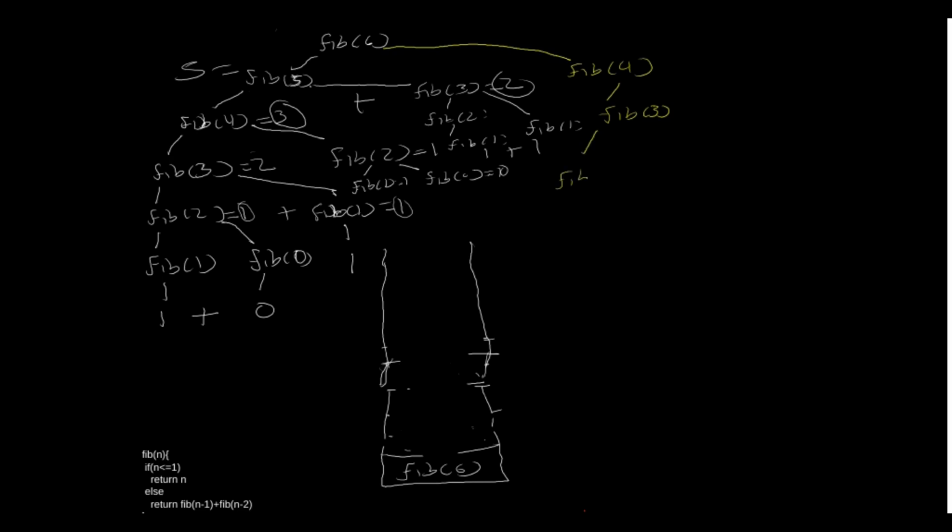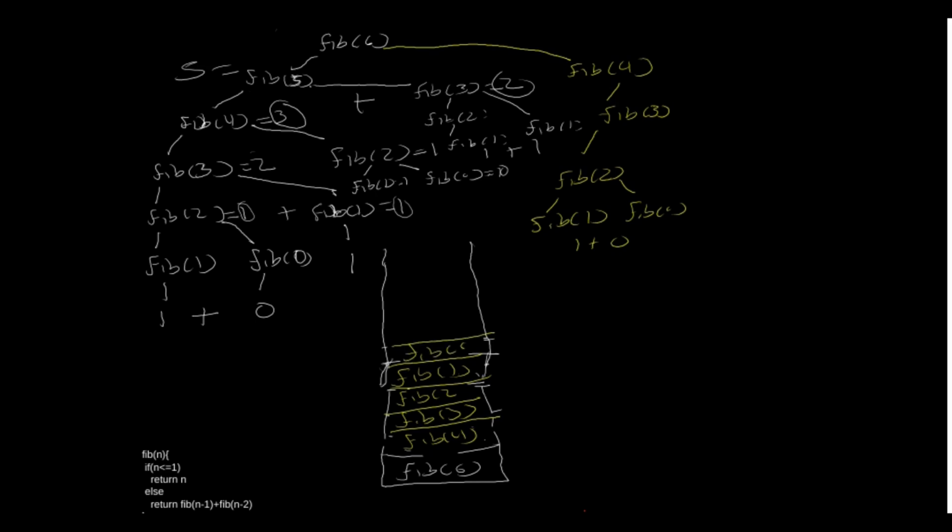So, minus fib is 3. All right. 2. 1, 0, 1 plus 0. Oh, sorry, we forgot to do this, our stack calls. So fib of 4, fib of 3, fib of 2, fib of 1, fib of 0.